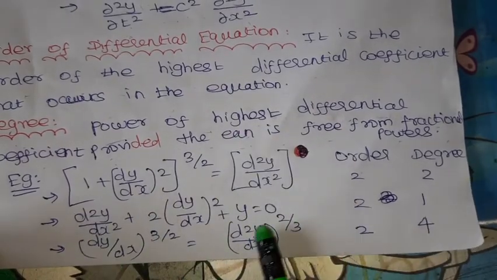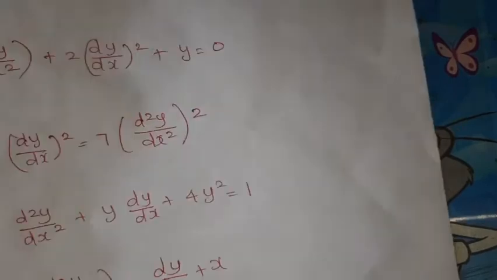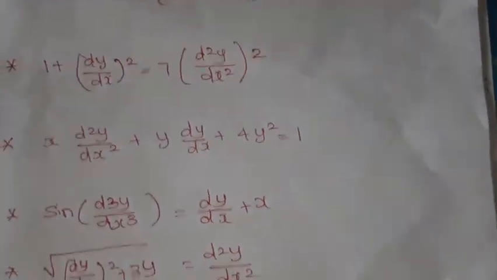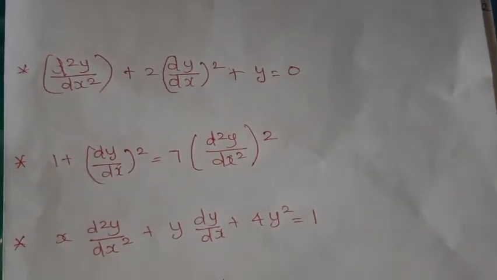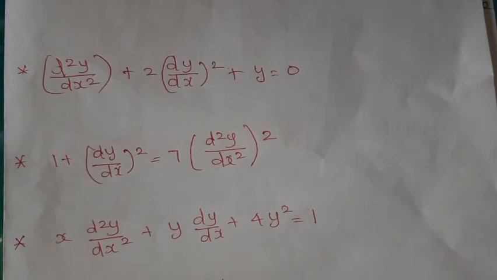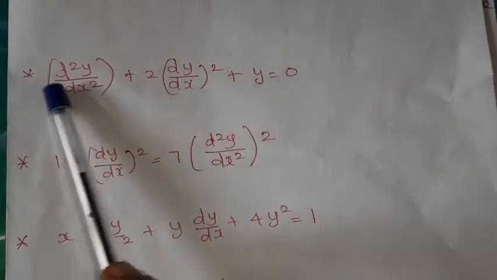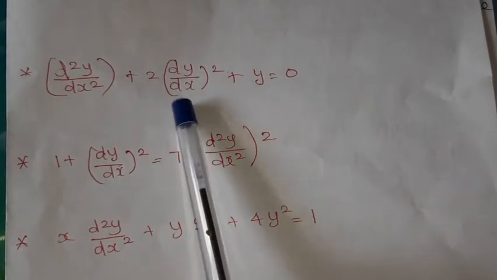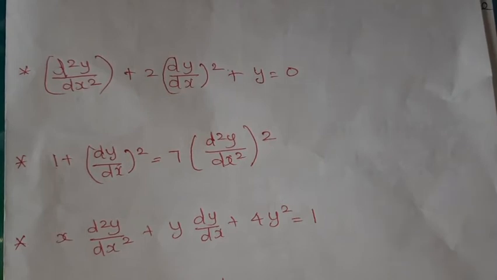These are all the examples I have written in another page. We will see in detail how to find out the order and degree of the differential equation. The equation is given: d squared y by dx squared plus (dy by dx) the whole squared plus y equal to 0. What is the order and degree of the differential equation?